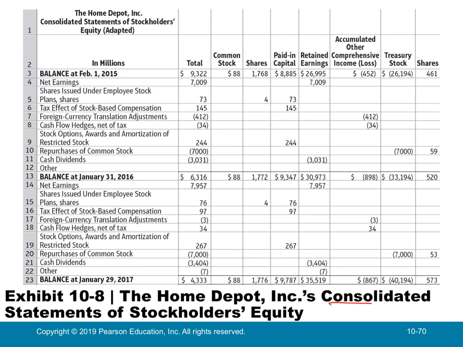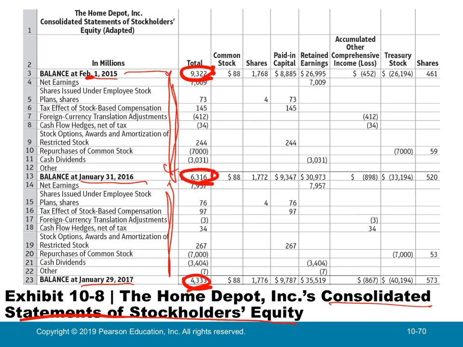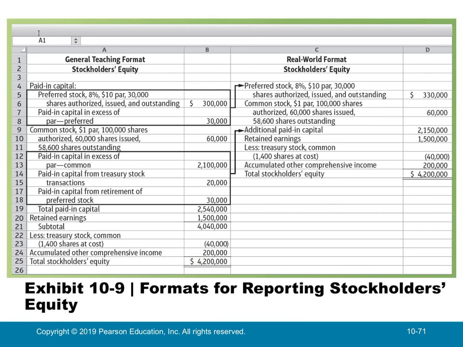In the real world, you might see something called the Consolidated Statement of Stockholders' Equity. It just gives you a lot of detail about what happened in a given period. In this case, it's over 2 years. It goes from February 1st, 2015, and then to 2016, right? So it shows you two periods, 2015 to 2016 and 2016 to 2017. And it's simply showing you all the components of how your balance of stockholders' equity changed from period to period, where that change came from, right? Whether it was treasury stock transactions, dividends paid, whatever the case may be.